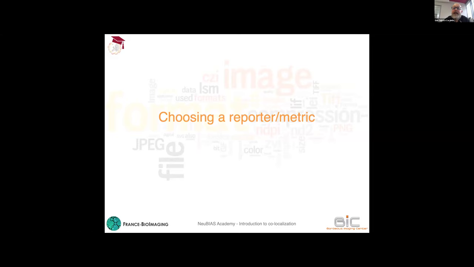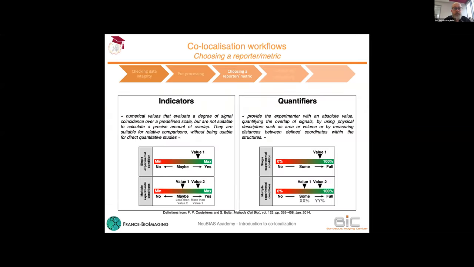Okay, now you've got your images. They have been acquired in the best way possible. Maybe you've been processing them just a tiny bit to correct a few things. And now comes the moment where you've got to choose a reporter, a metric. With Susan Bolt and others, we have been trying to categorize the reporters and the metrics. And here is one way we present it.